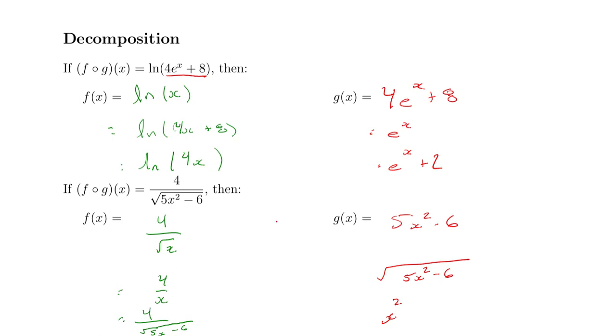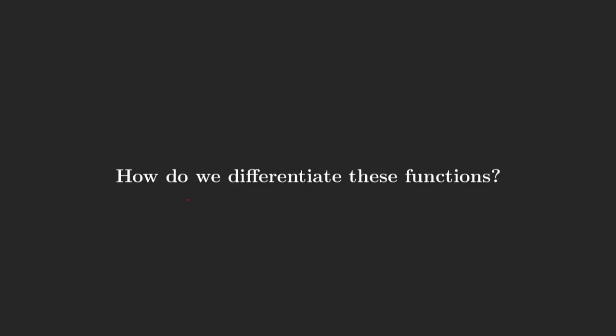And the main question that we want to ask is, when we look at these composition functions, these functions like the natural log of 4e to the x plus 8 and 4 over the square root of 5x squared minus 6, how do we differentiate these things? How do we find derivatives of these functions?